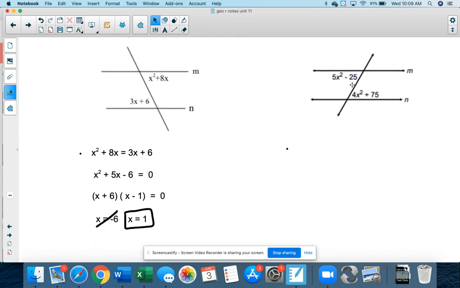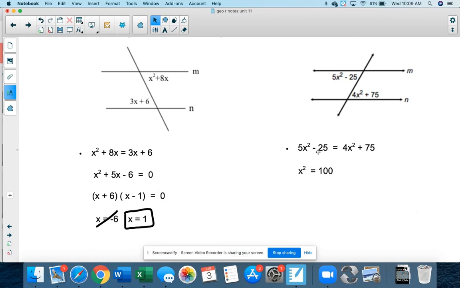Okay, so these are alternate interior angles. I'm just going to set them equal to each other. So now I'm going to bring everything over. I'm going to subtract this 4x squared, and that gives me x squared. But I notice that this is a perfect square. If I was to bring this over to the other side, that's going to give me a positive 100.